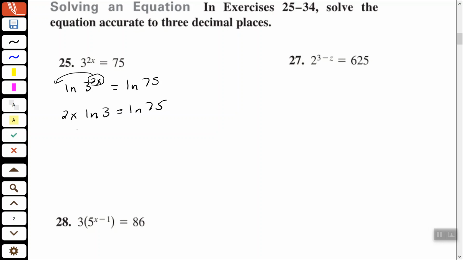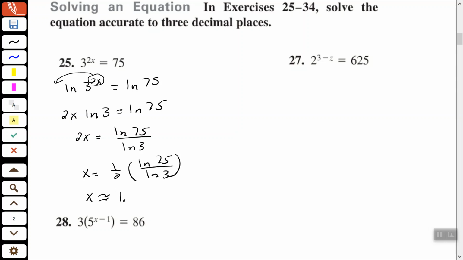And then let's continue on solving this for x. So let's divide both sides by the natural log of 3. And then let's multiply by 1/2. All right, then we would plug that in our calculator, and the approximation accurate to 3 decimal places, 1.965.